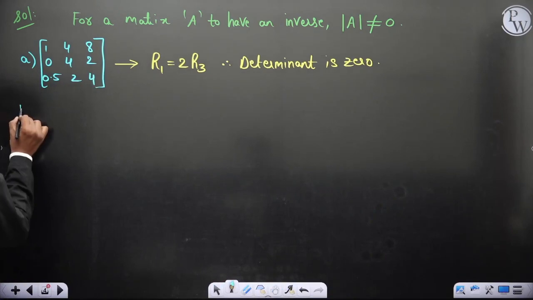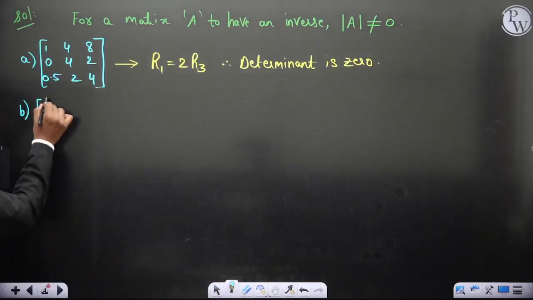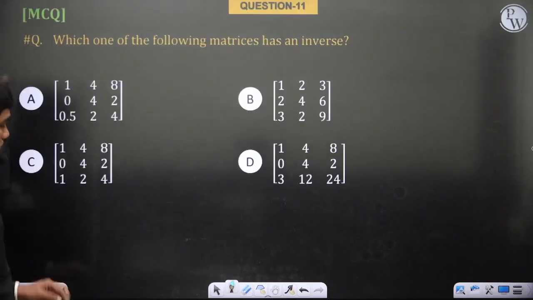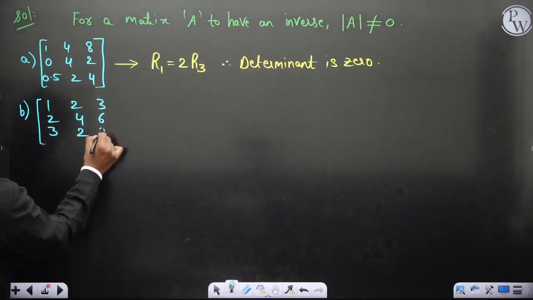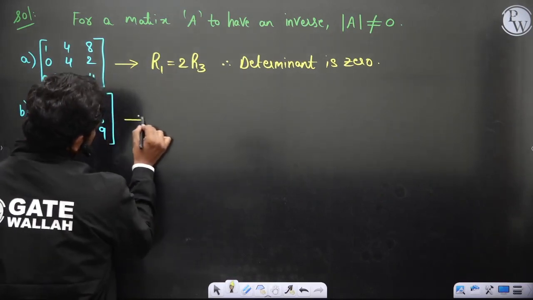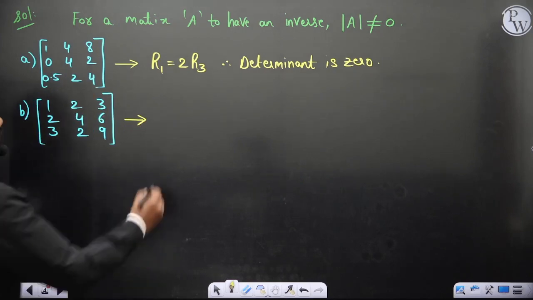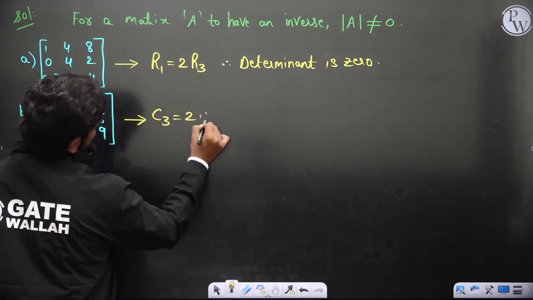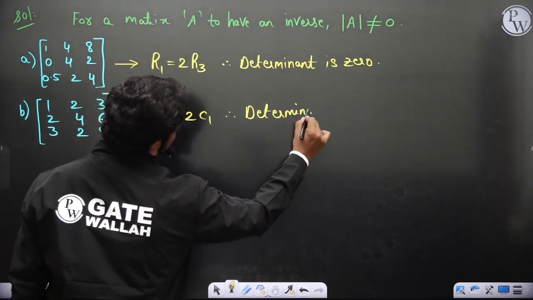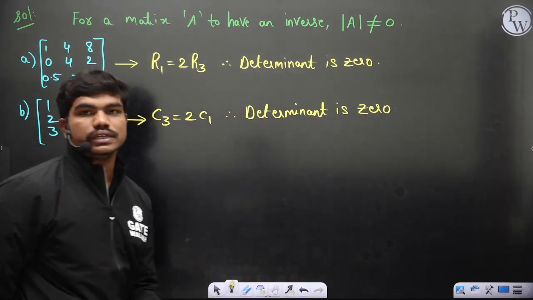Now coming to B, let's see. In case of B, 1 2 3, 2 4 6, 3 2 9. In this case, if you check the first column and the third column, the third column is twice the first column. So C3 is equal to 2 times C1, therefore the determinant is 0 here also, correct? So the determinant is 0 here also.